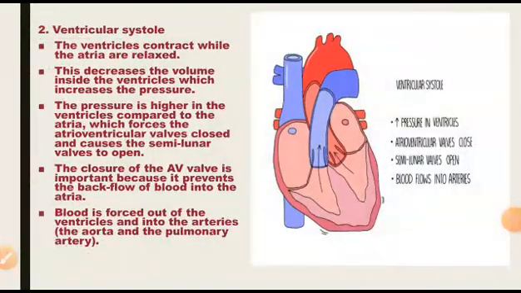Now the second phase is the ventricular systole. In this, the ventricles contract while the atria are relaxed. This decreases the volume inside the ventricles, which increases the pressure. The pressure is higher in the ventricles compared to the atria, which forces the atrioventricular valves to close and causes the semilunar valves to open. The closure of the AV valve is important because it prevents the backflow of the blood into the atria, and this closure of the AV valves also produces the first heart sound, that is the lub. Understood? Now blood is forced out of the ventricles and into the arteries, that is the aorta and the pulmonary artery.